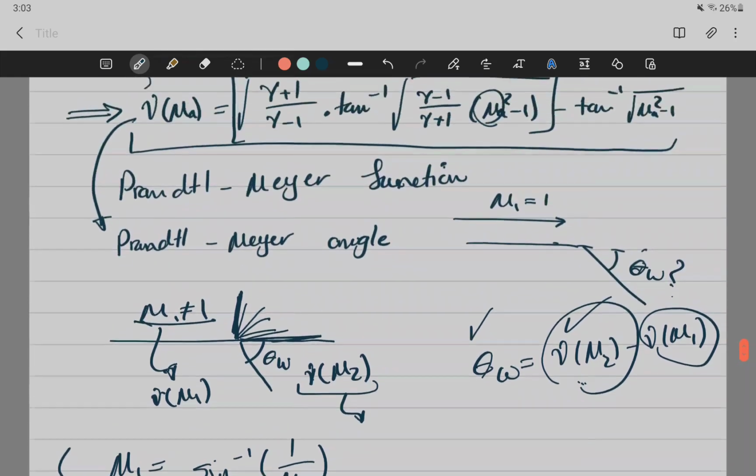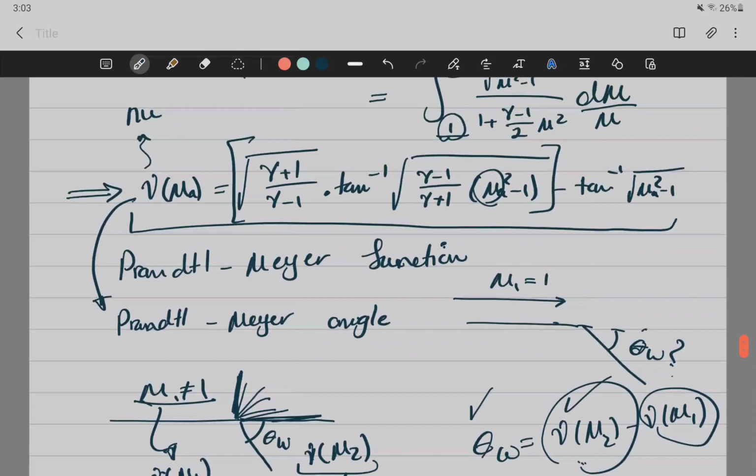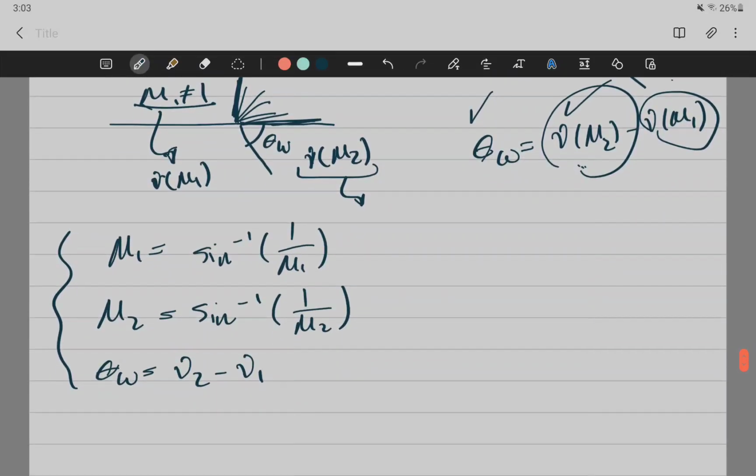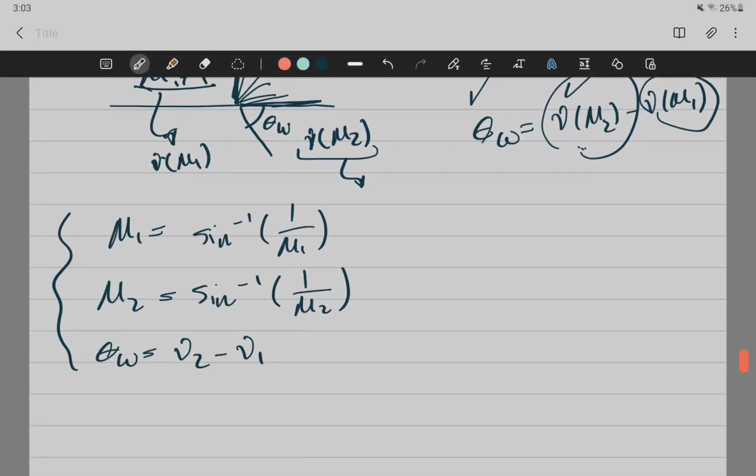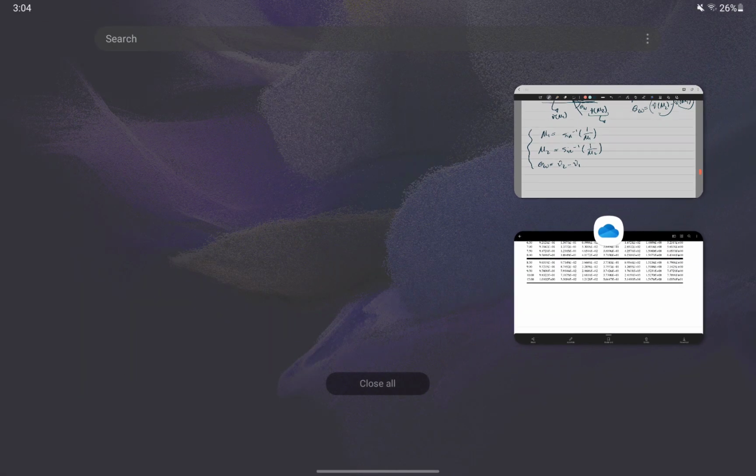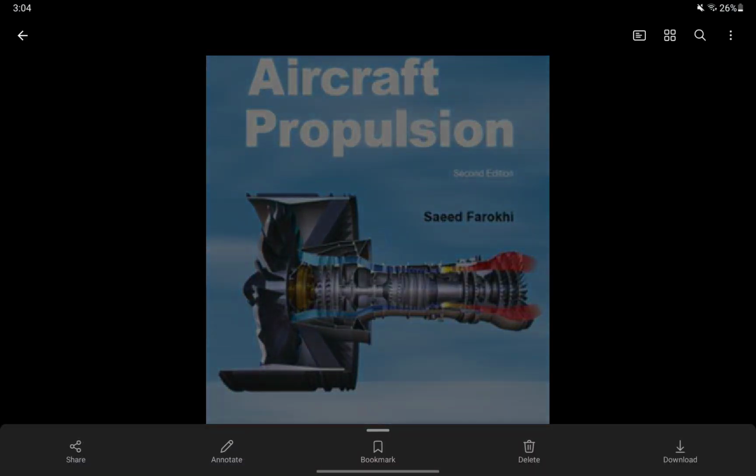But are we going to use this long equation? Probably not. Yeah, we are not going to use this equation. What are we going to do? What we are going to do is use the Prandtl-Meyer tables.